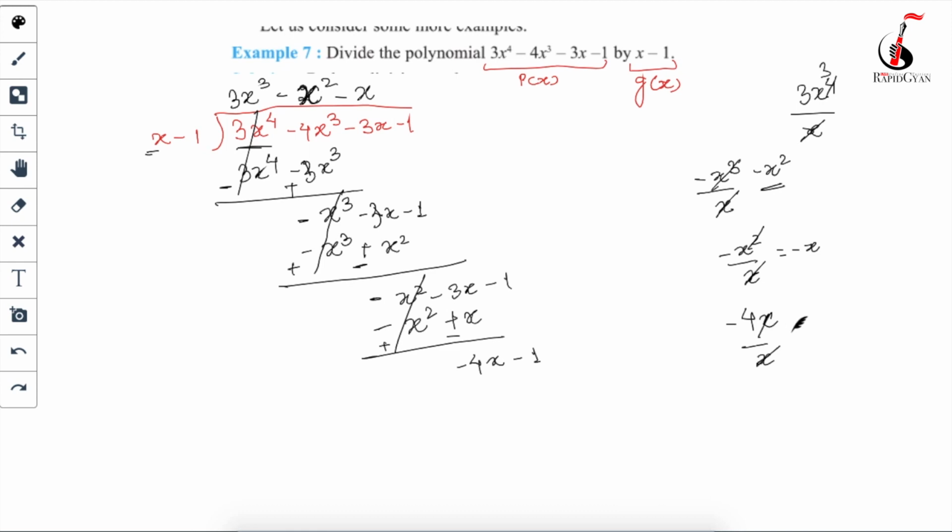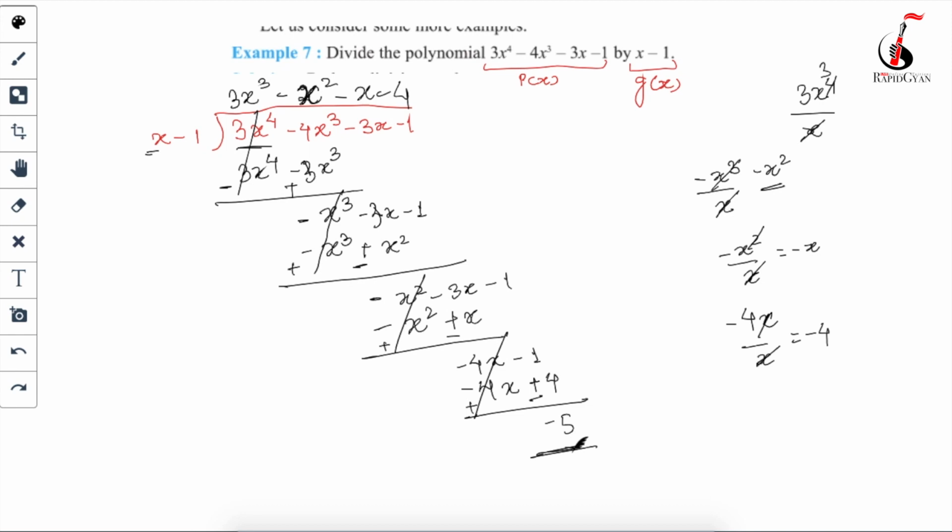So this will give me minus 4. This minus 4 will become the next term of your quotient. So minus 4 multiplied by this will give me minus 4x plus 4. Now subtract it, this will become plus, this will become minus, this will be cancelled out, I will get minus 5. Now this minus 5 will be your remainder.